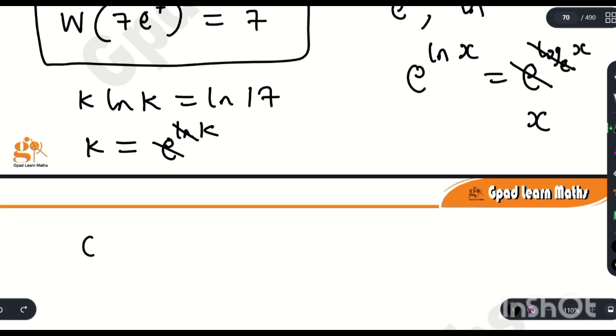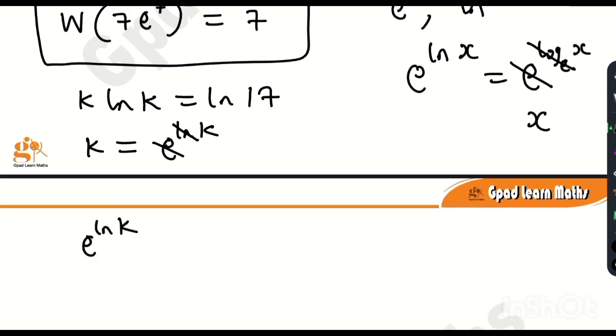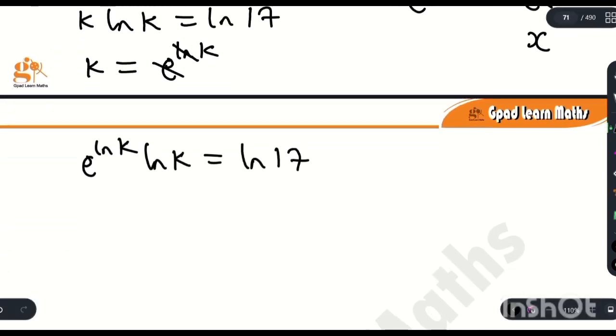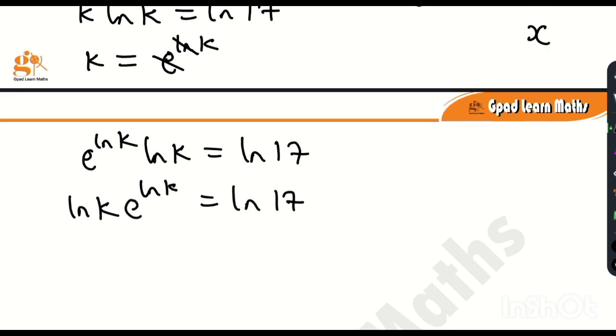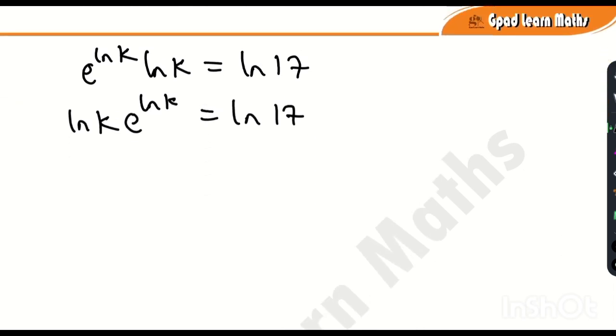Let's do that. So that will be e raised to ln k, then ln k again, is equal to ln 17. This makes so much sense. It's almost close to us having that structure where we can apply the Lambert W function. So I'm going to take this ln k behind e. It doesn't change anything. It's commutative. So ln k e raised to ln k is equal to ln 17. Good news. We can now apply the Lambert W function. Why? Because the coefficient of e and the power here, they are identical, they are the same.